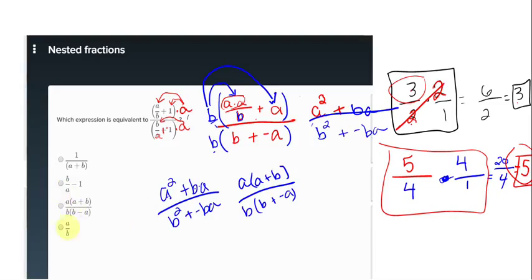Another way I could think of this is if I look at this answer, which is my correct answer, a times a would give me a squared, a times b would give me ba or ab. Same with the bottom, b squared, negative ba. This is our correct answer choice.